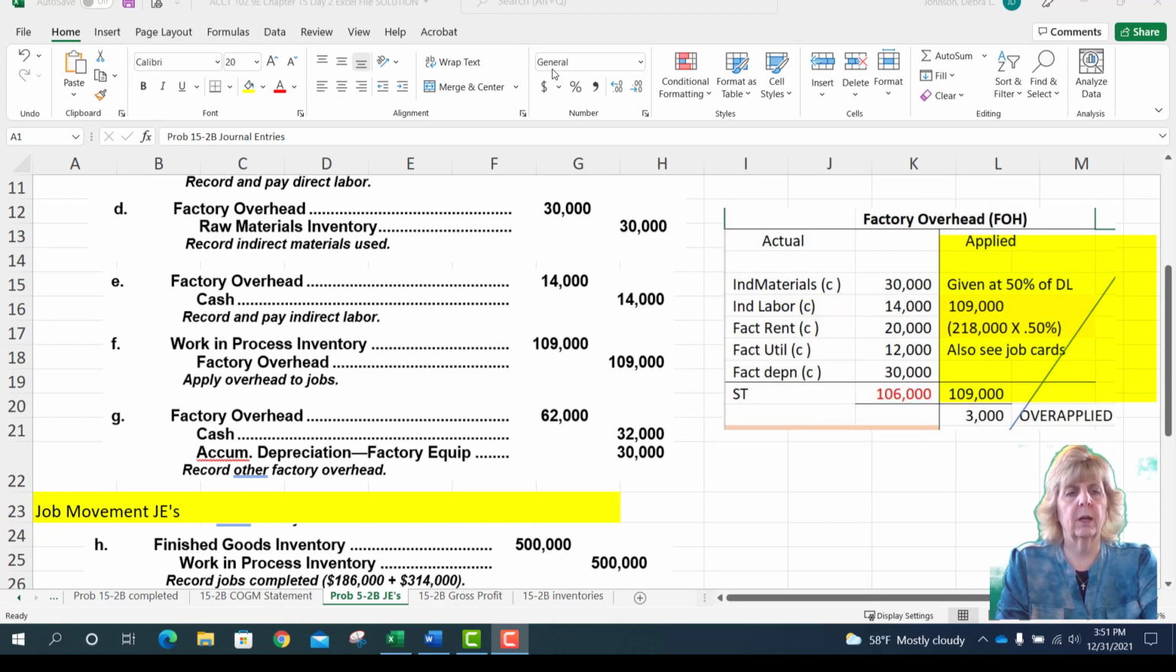We're talking about the overhead account. Letter D records the indirect materials. Letter E records the indirect labor. And letter G recorded both the factory rent and the factory depreciation. Letter F is where you'll see the overhead applied to the various jobs via a debit to WIP and a credit to factory overhead. Take a moment to review that account and make sure that you understand the charges coming in and then the overhead going out or being relieved.